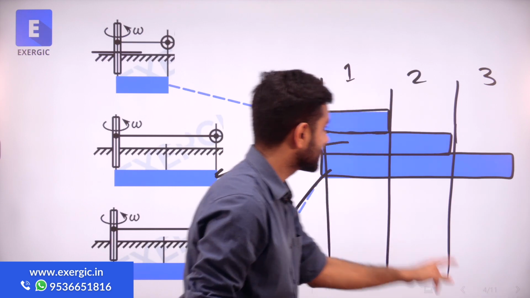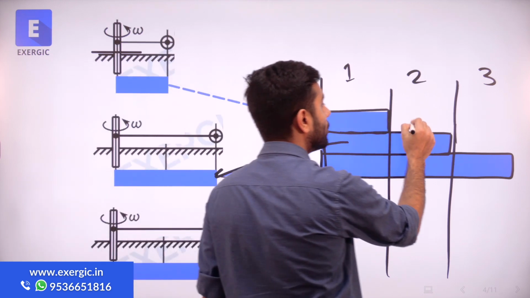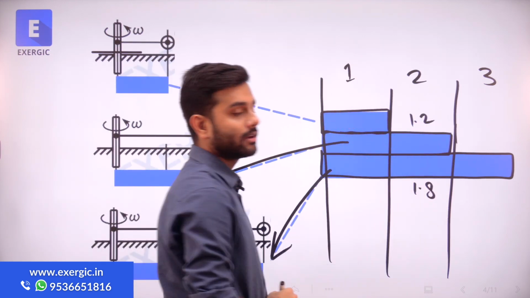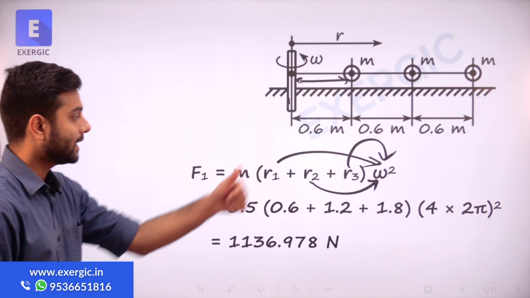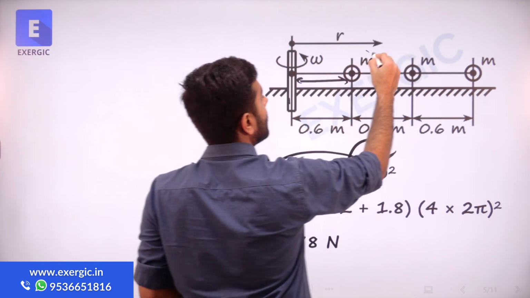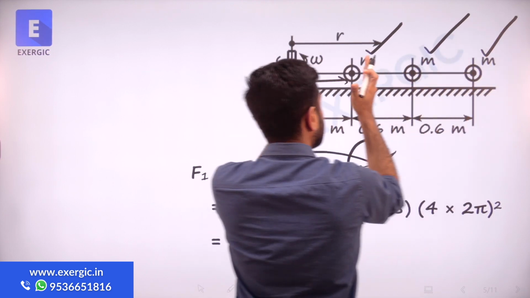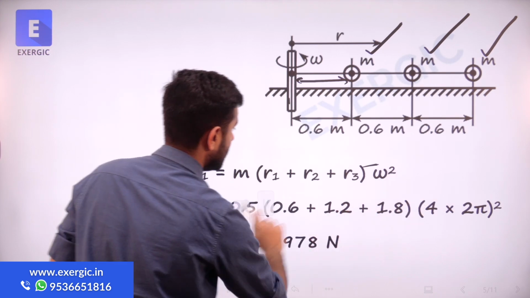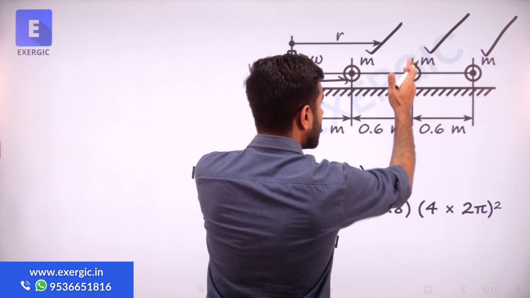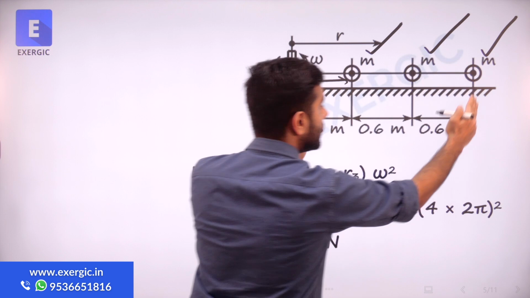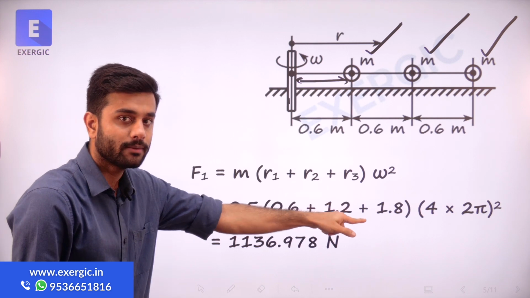So for the first section, all 3 of the values will get added. For the second section, only the 1.2 and 1.8 values will get added, and for the third only the 1.8 R value. If you look at the first section, this mass's centrifugal effect is there, this mass's centrifugal effect is also there, and this mass's too. So individually m 0.6 omega square plus m 1.2 omega square plus m 1.8 omega square, all of them are there. M R1, R2, R3, right?